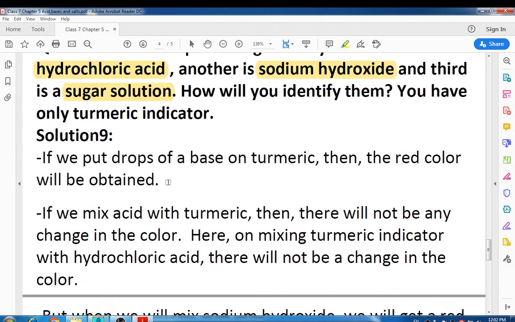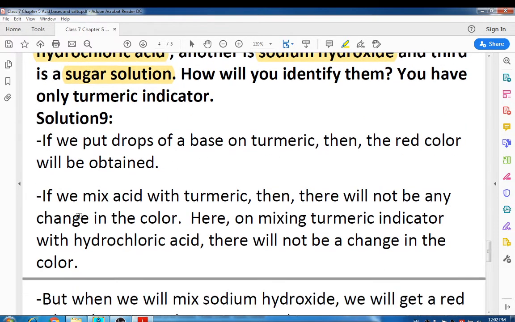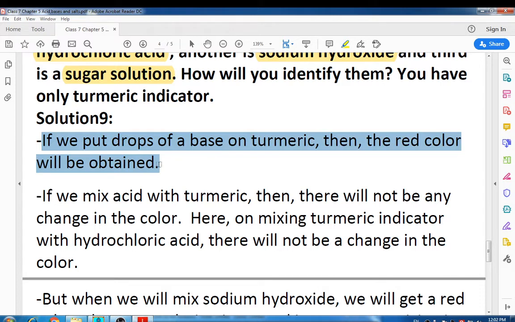So what we are doing in that case, we are putting a turmeric solution, then red color is obtained. See here the answer, if we put drops of base on turmeric, then the red color is obtained. Means already the turmeric solution is in yellow color. If the yellow color changes to red, we can say that the solution is basic. And if the solution is acidic, there is no change.